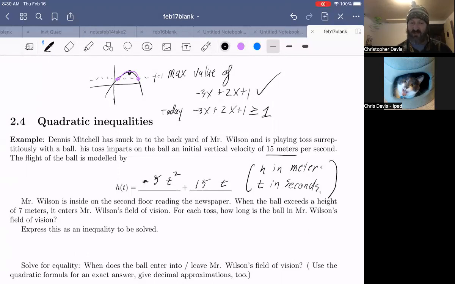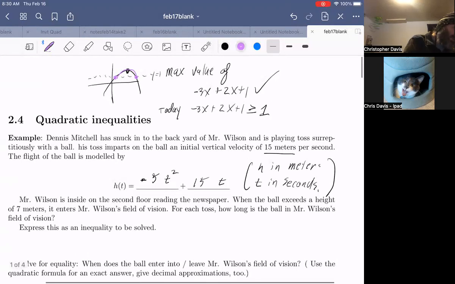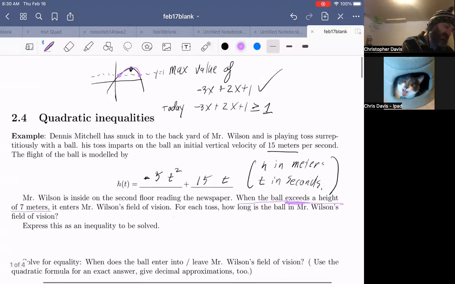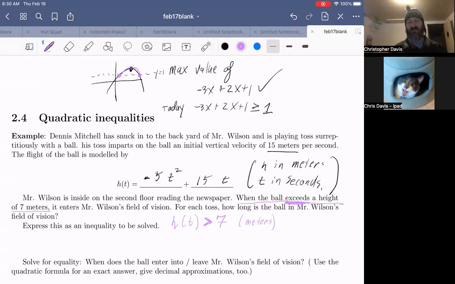So let's write down this inequality. We want to know when the ball exceeds a height of 7 meters. So it looks like we need to solve h of t strictly bigger than 7 meters. And we've already said the height's all measured in meters, but let's just be explicit, make sure that we're saying that the units are consistent. Cool. So let's solve that inequality.